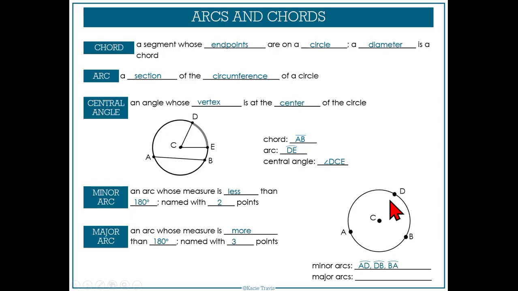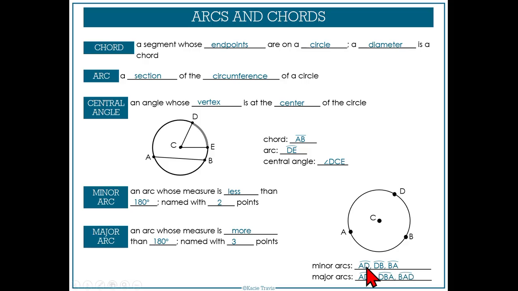We can eyeball it. Same thing over here with DB, the same thing with BA. Now, when we name a major arc, we use 3 points to name it so that we can indicate not only how big it is, but also which direction we're going. See, if I named this arc from A to B, AB, I don't exactly know if you're talking about this way or if you're talking about that way. So we use a third letter so that we can finesse out which way we're actually going to see how big it is.